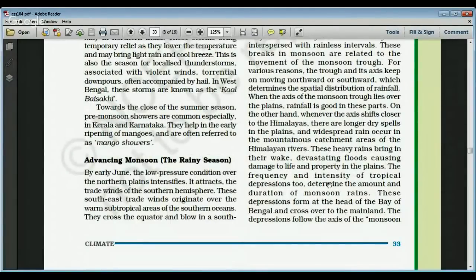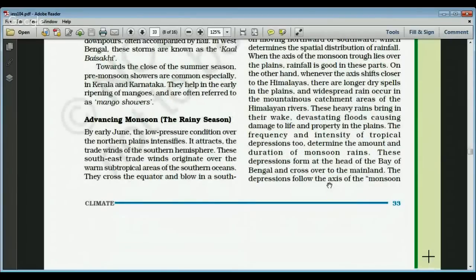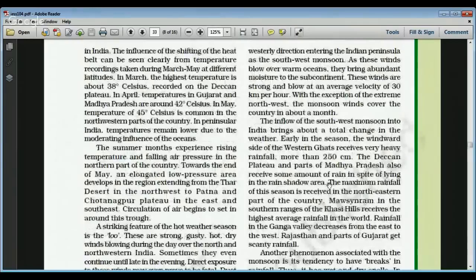Then third is the advancing monsoon or the rainy season. By early June, the low pressure condition over the northern plains intensifies. Because of the low pressure, it attracts the trade winds of the southern hemisphere, the southeast trade winds, which originate over the warm subtropical areas of the southern oceans. They cross the equator and blow in a southwesterly direction. I've told you all these things, and they enter the Indian peninsula as the southwest monsoon.